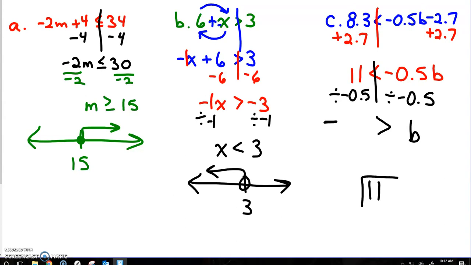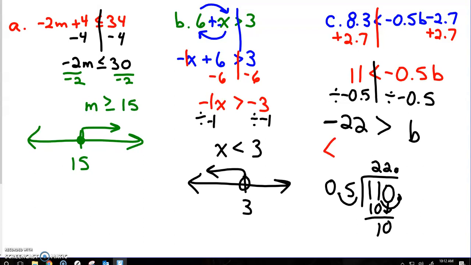to set up a quick side problem. Move my decimal. Negative 22. Number line. I need negative 22 somewhere on it. Looks like an open dot. And my arrow goes to the left.